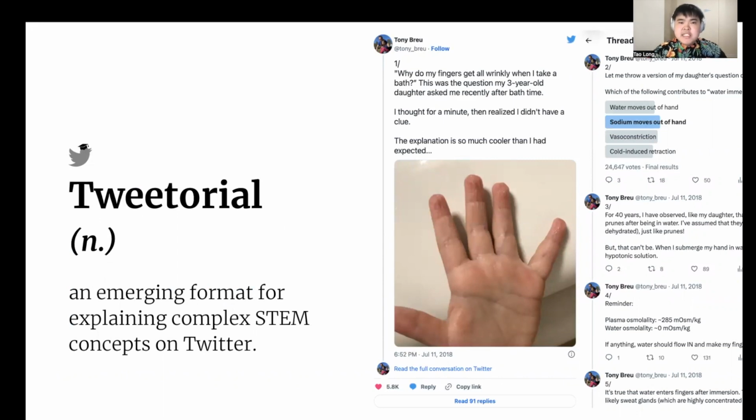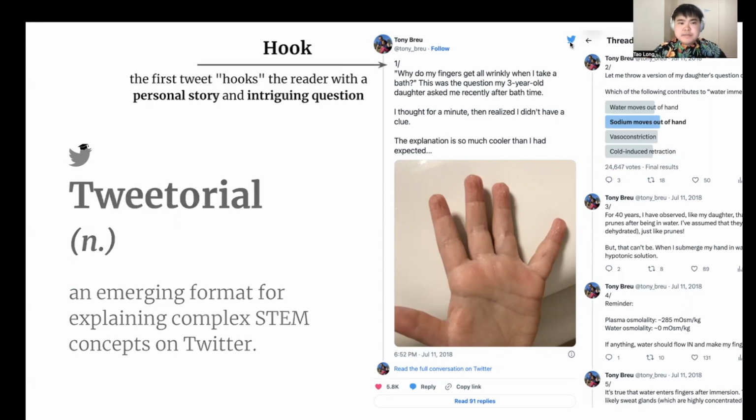For example, this tweet shows what makes your fingers wrinkly during the shower. So the author put the question in their first tweet and then answered it afterward. Today, we're going to focus on the first tweet, which we call hooks. As the previous study indicates, the first tweet hooks the readers with a personal story and an intriguing question. So it usually gives many relatable materials and also drives people's curiosity to keep reading.